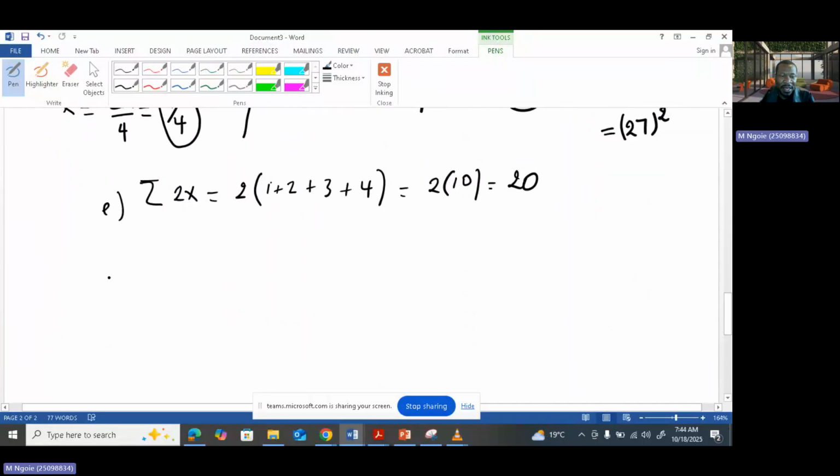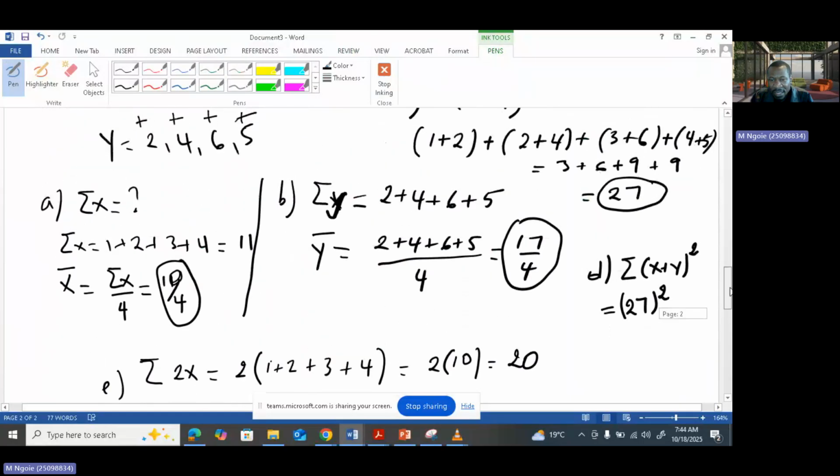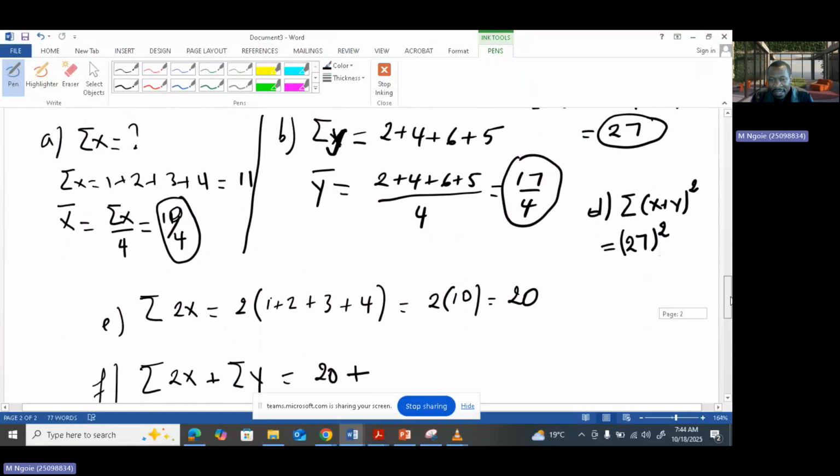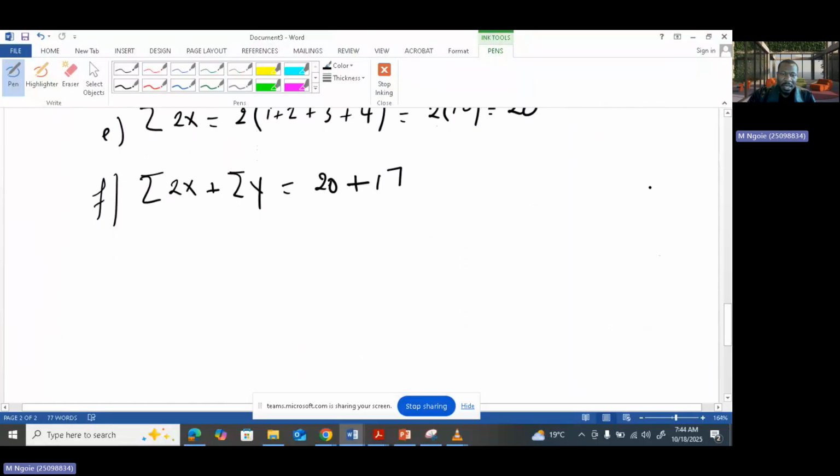But sometimes again, guys, it can be this one: sum of 2x plus sum of y. So it's going to be 20 plus the sum of y, which was what? 12, 17. 20 plus 17, right? So I'm showing you different ways of doing this calculation.